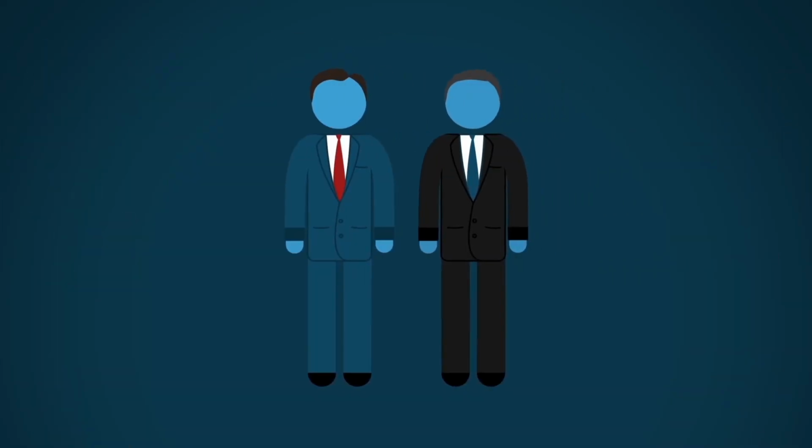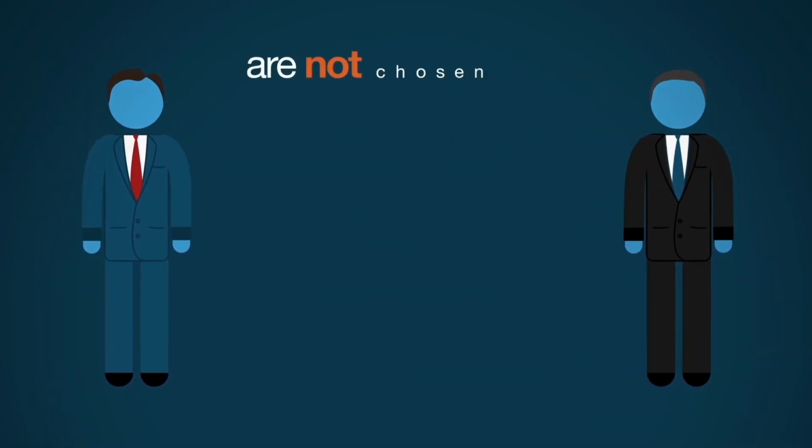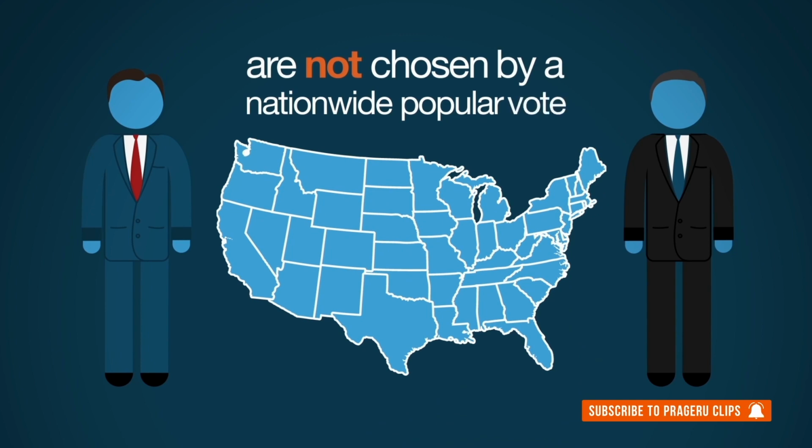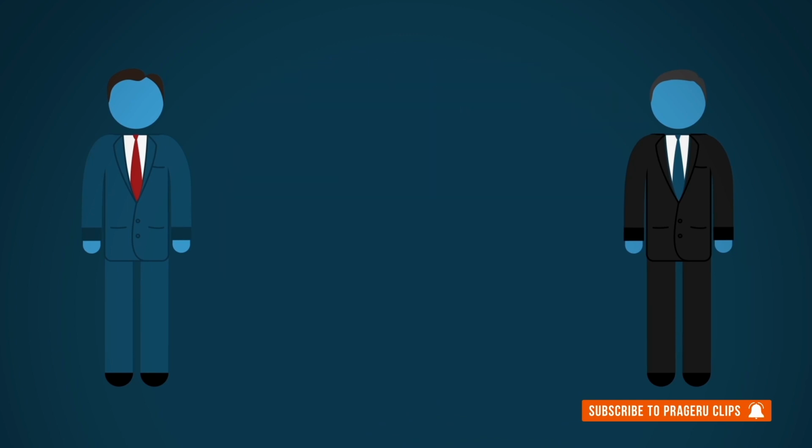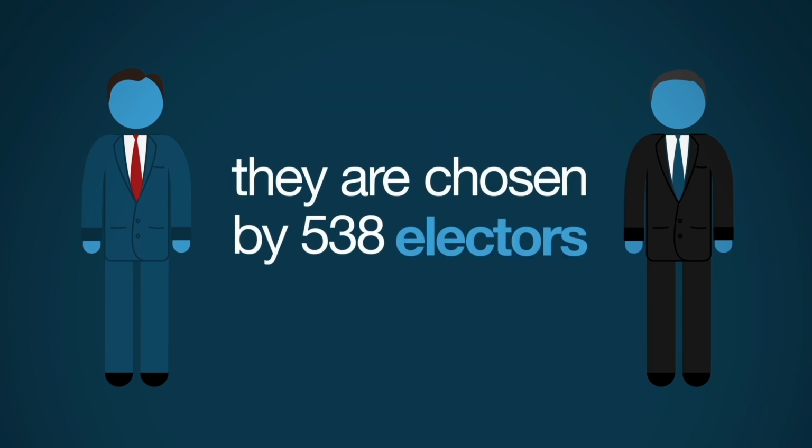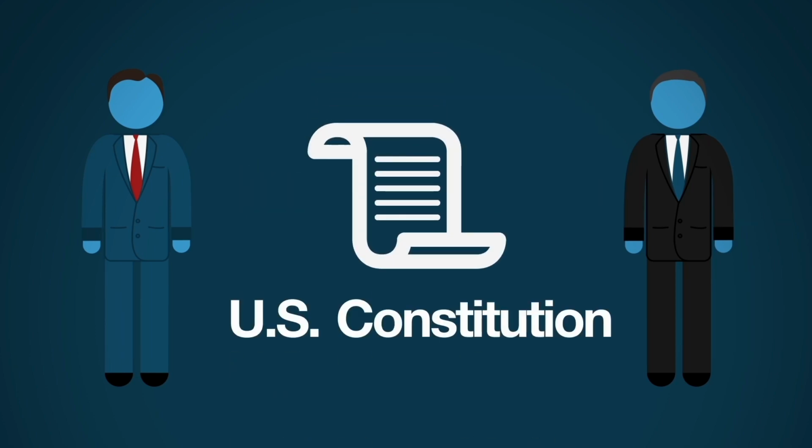The President and Vice President of the United States are not chosen by a nationwide popular vote of the American people. Rather, they are chosen by 538 electors. This process is spelled out in the United States Constitution.